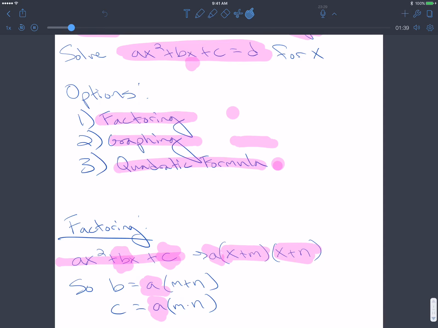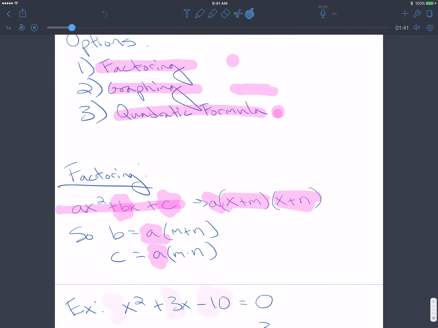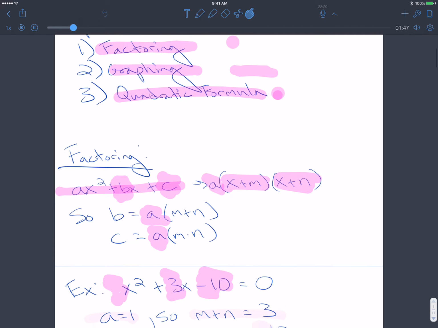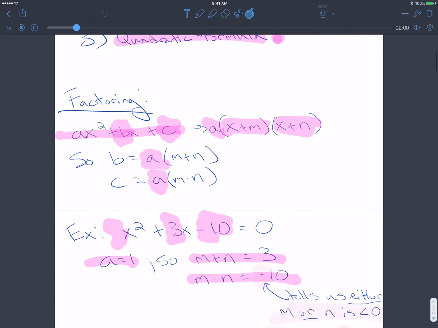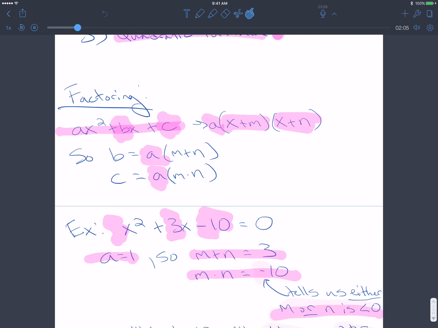So let's take a look at an example. In this case, I specifically chose a to be 1, so I just have x squared plus 3x minus 10, so my b is 3 and my c is a negative 10. So if a is 1, then I'm just looking for m plus n equals 3 and m times n equals negative 10. Because the multiple is negative, one of the values, either m or n, is negative. That's what this is telling me.